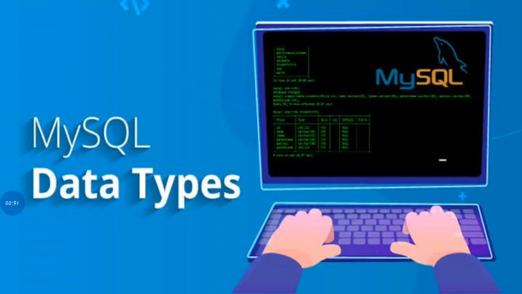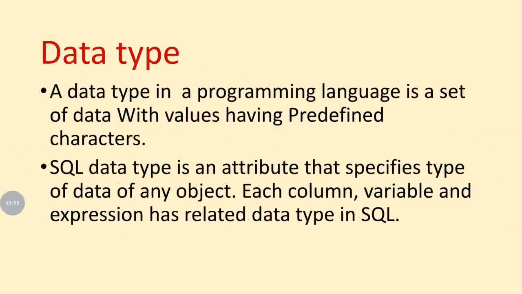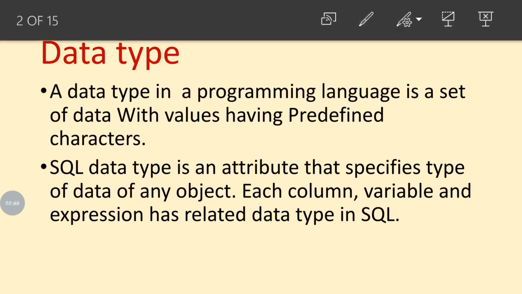So we will have a look into the data types by seeing the definition of data type. What is the meaning of data type? Data type is a set of data with values having predefined characters. Students, please make a note: predefined characters. What is the meaning of predefined characters? You don't have to create anything, it is already created and stored in the database, so you can use it. So a data type is a character which is already designed by someone else that we can use, and we can create a table or do some operations over the database through this data type.